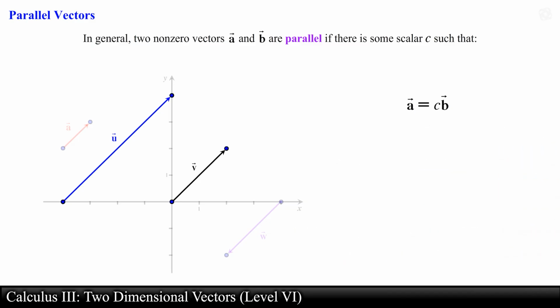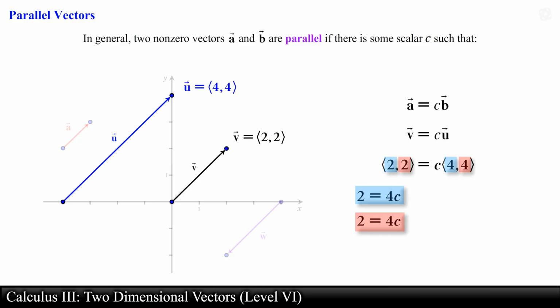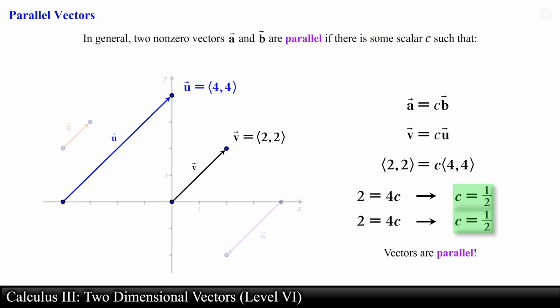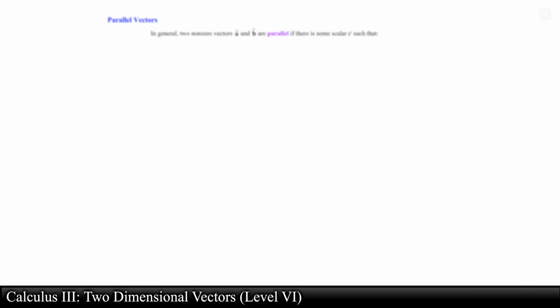For example, by using the component form of vector v and the component form of vector u, we can check and see if these two vectors are parallel by equating each of the vector's components and checking if both expressions have a common scalar c. Solving each expression reveals that they indeed have a common scalar c, in this case 1/2, hence these two vectors are parallel. Let's go over two examples to illustrate scalar multiplication algebraically.